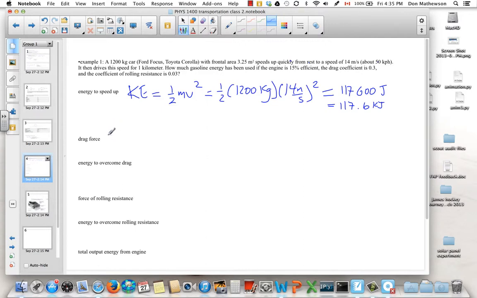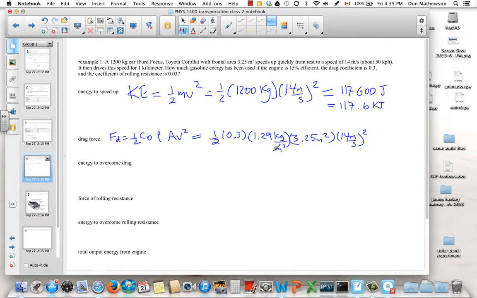Now, obviously, once we get up to speed, we're going to be working against a drag force. And we just wrote down the relationship: drag coefficient, air density, cross-sectional area, square of speed. So the car's engine is going to need to provide, via the wheels, enough force to move us forward. The drag coefficient is given as 0.3. Density of air, actually, that's not given in the problem, but it turns out to be 1.29 kilograms for every cubic meter. Cross-sectional area of the car is given as 3.25 square meters, and then the speed of the car, 14 meters per second. Once we reach cruising speed, we have to square it.